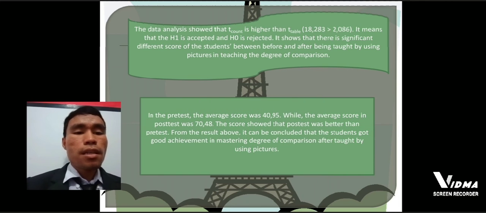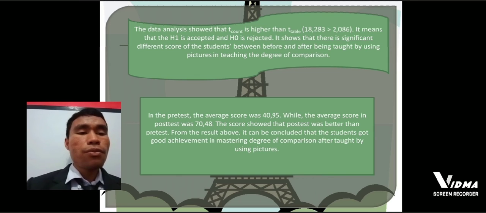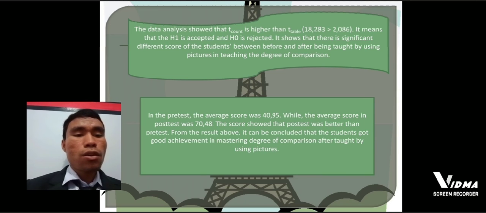In the pretest, the average score was 40.95, while the average score in posttest was 70.48. The score showed that posttest was better than pretest. From the result above, it can be concluded that students got good achievement in mastering degree of comparison after being taught by using pictures.